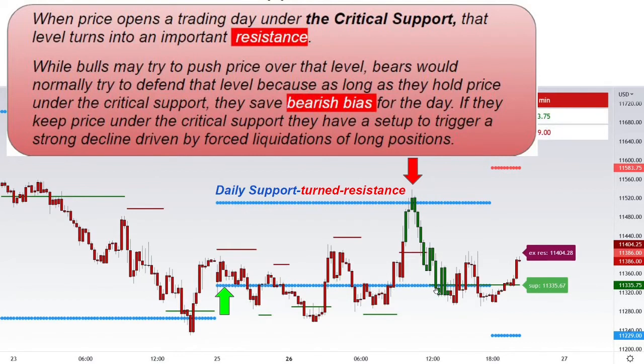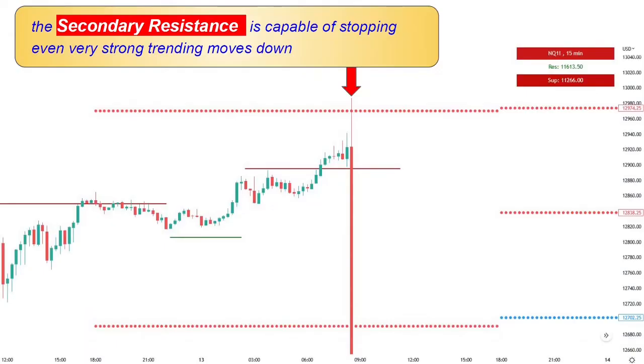And again, once price reached the secondary support, bears got too exhausted to keep pushing it lower. The secondary resistance, the upper red line, is a very strong resistance. That is a level which is capable of stopping even very strong trending moves down. Look at that incredibly strong bearish reaction after testing of that secondary daily resistance.